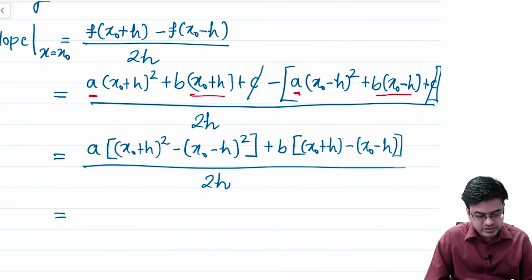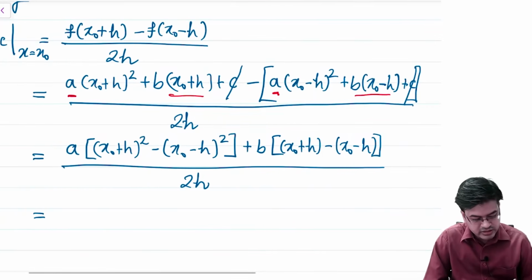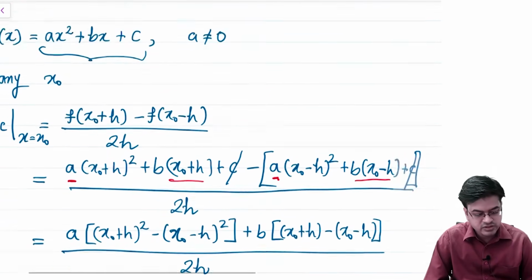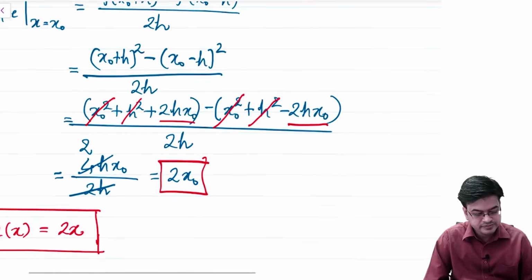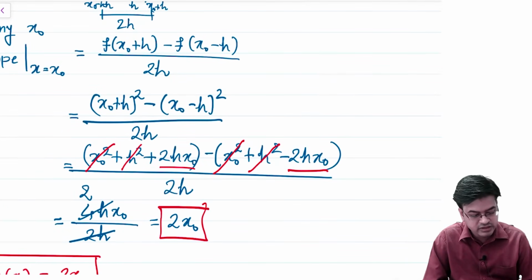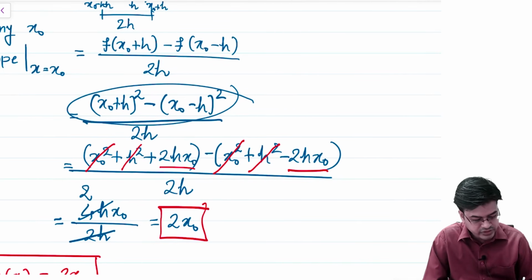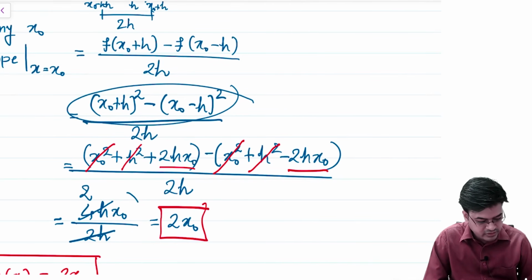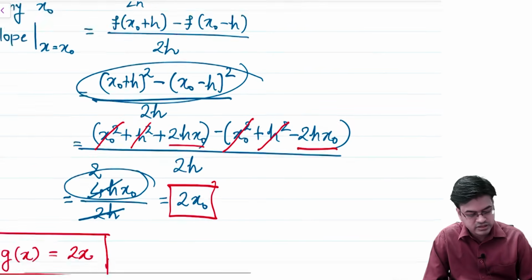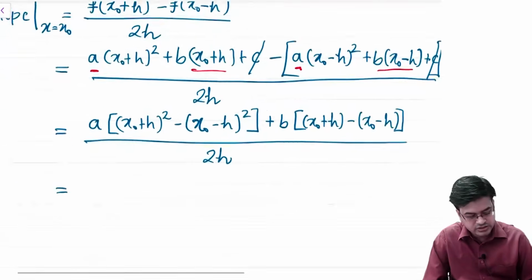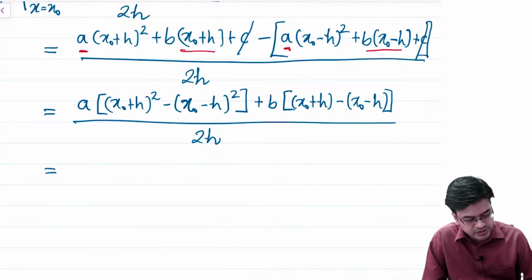Now you can redo this calculation, or you can use the calculation I have done in the previous example. So we had x naught plus h the whole square minus x naught minus h the whole square, this particular calculation, and we showed that it was coming out to be 4h times x naught.